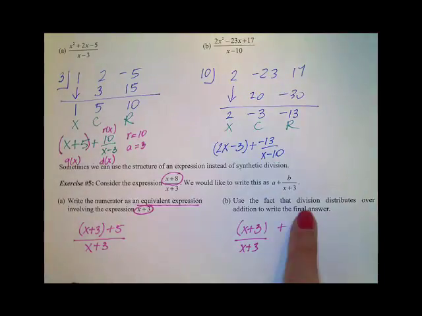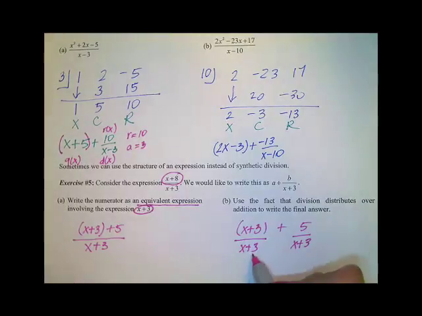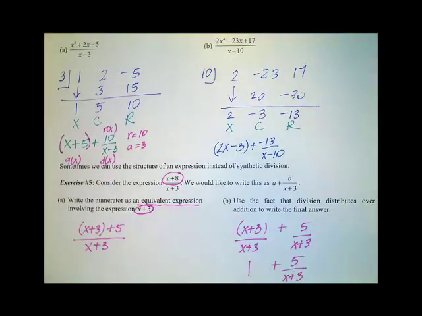Division distributes over addition. So what is (x + 3) divided by (x + 3)? 1 plus 5 over x + 3. So if I had to use long division or whatever, this is the answer I would have gotten. So it's easier to rewrite it sometimes than to actually do the long division or synthetic division.